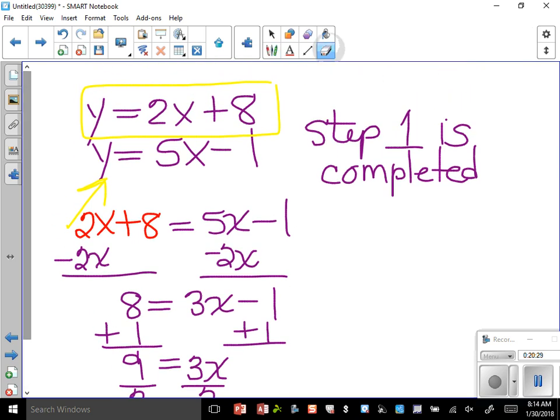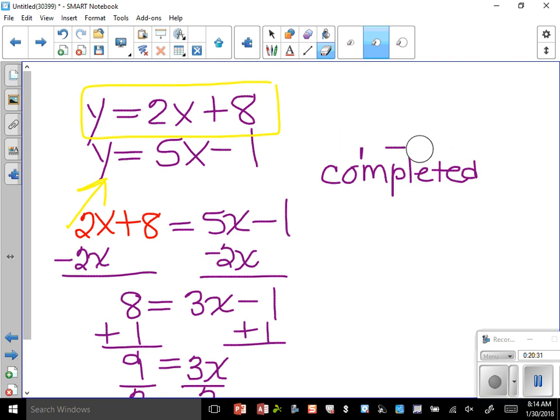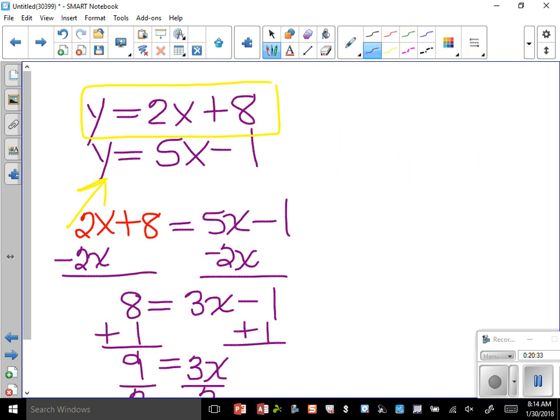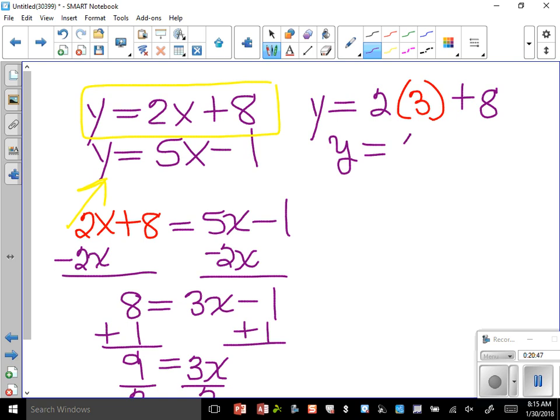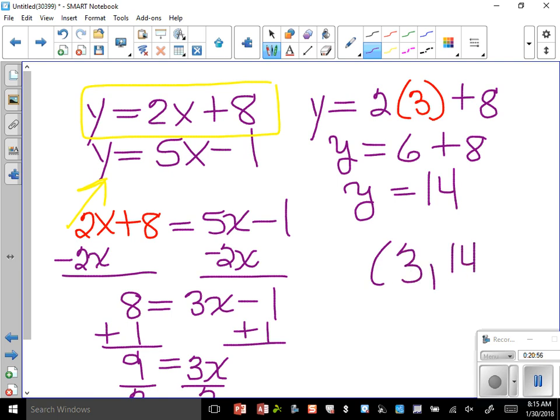So where I see x in my step 1, I'm going to replace x with 3. And always put your substitutions in parentheses. So I'm going to have y equals 2 times 3 is 6. 6 plus 8 is what? 14. And then don't forget, you write your final answer as a coordinate. So don't get all the way to the end and then not put them together.